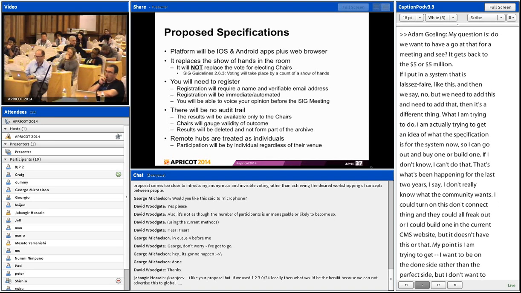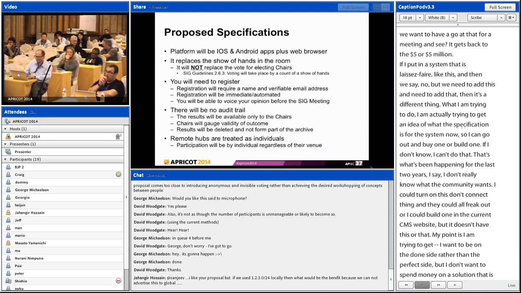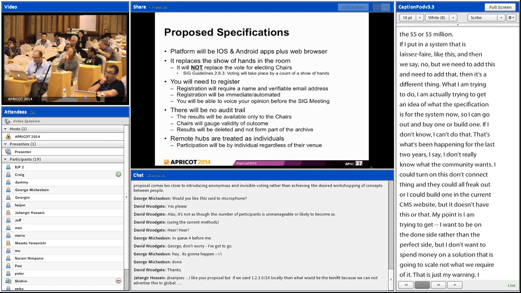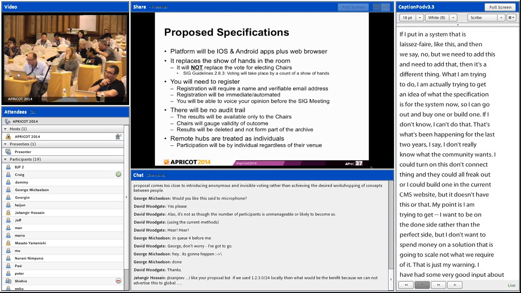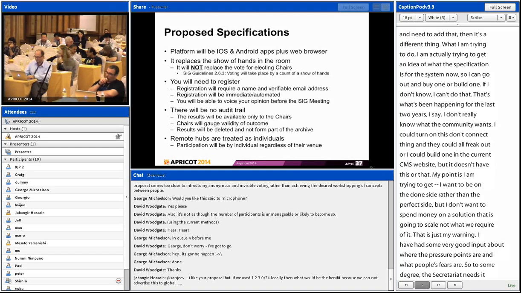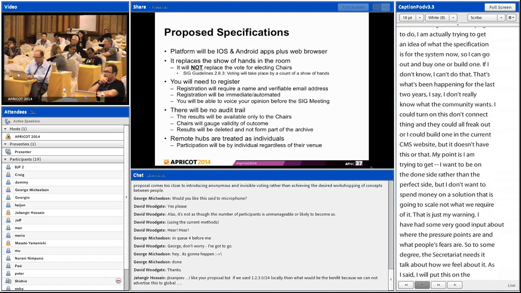I've had some very good input about where the pressure points are and what people's fears are. I think to some degree, the Secretariat needs to talk about how we feel about it. And as I said, I'll put this on the mailing list and further consult with the chairs. Yeah. You said what I was going to say.